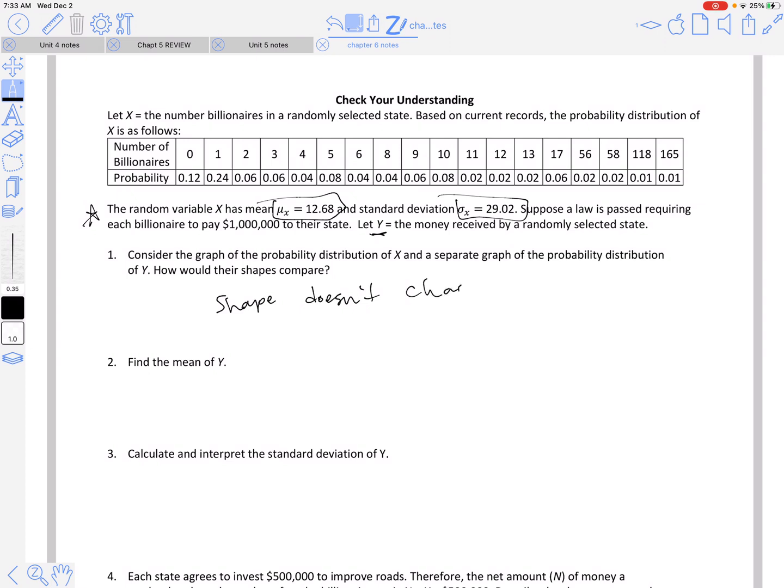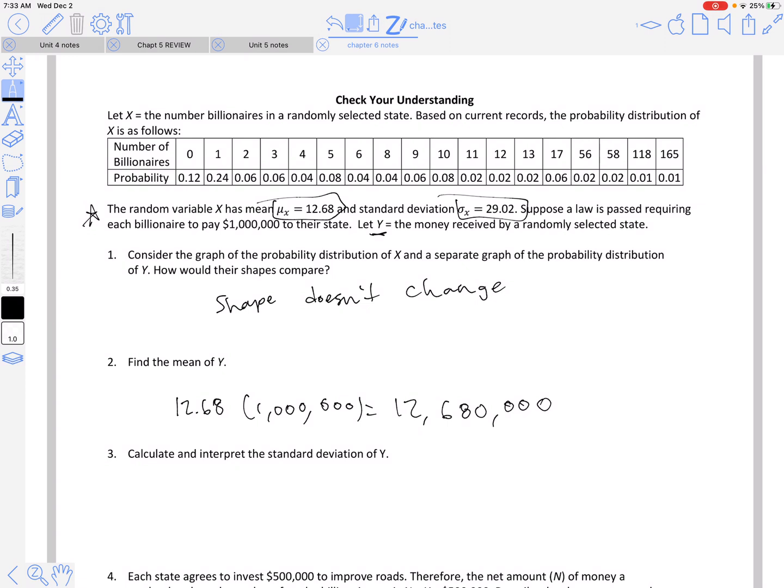There's no mathematical operation we could do, adding or subtracting, multiplying or dividing by a constant, that would change the shape. We need to find the mean of y. If you remember, the mean can be multiplied, so I'm just going to do 12.68, which was the mean, times 1 million. And I'll get 12,680,000. Okay, so there's our mean.